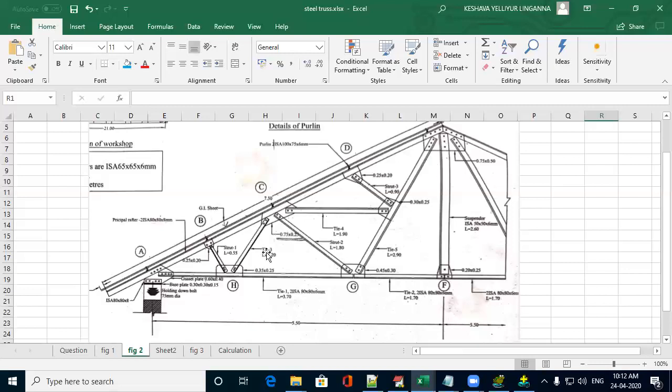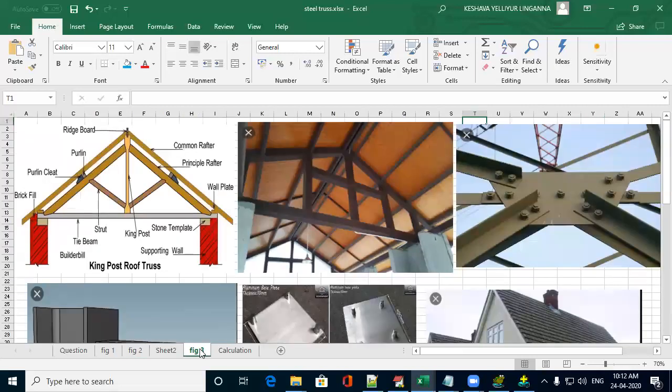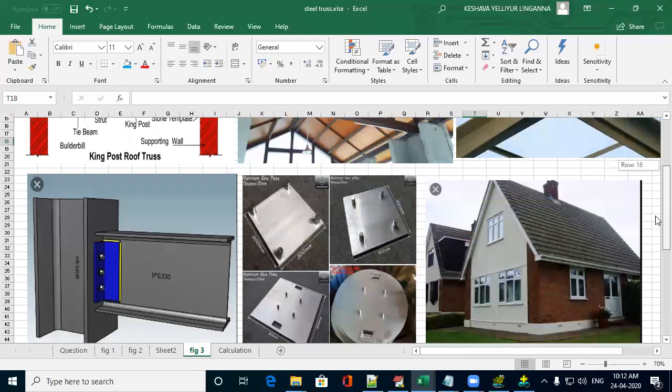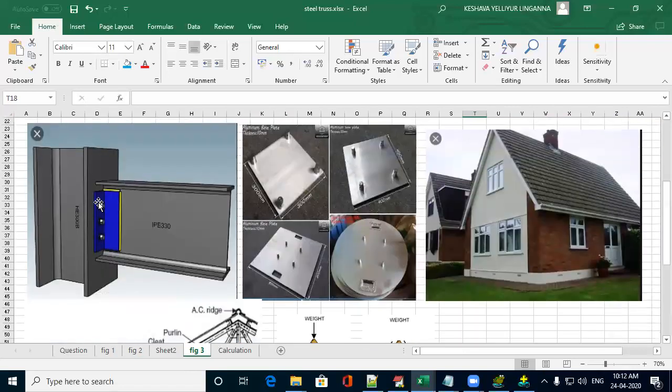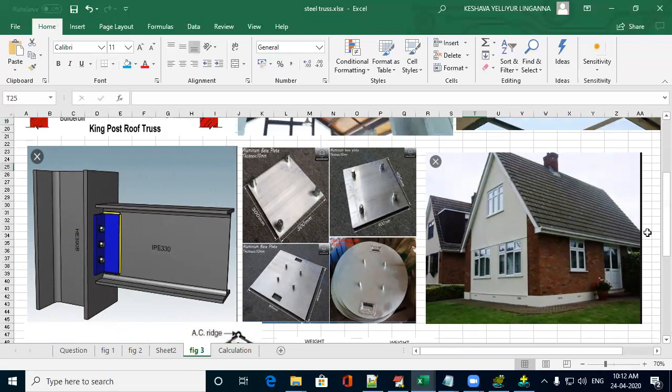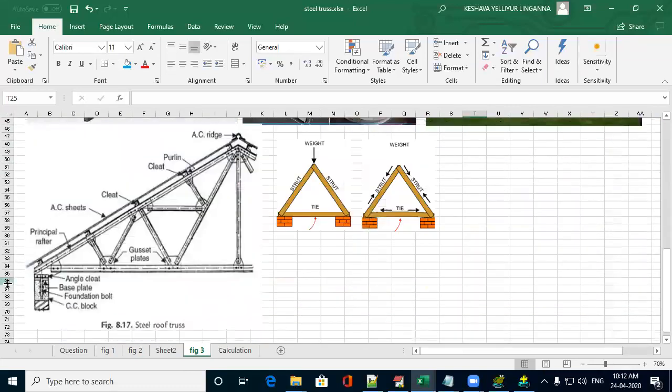And also another important thing is the cleat angle. I'll show you what is a cleat angle. Cleat angles are the members which are used for connecting two members. This will be like this. This is a cleat angle, and I'll show you where it is used. See, angle cleat. From the front view, you can see the angle like this. This is a cleat angle. This will be used at the base plate.